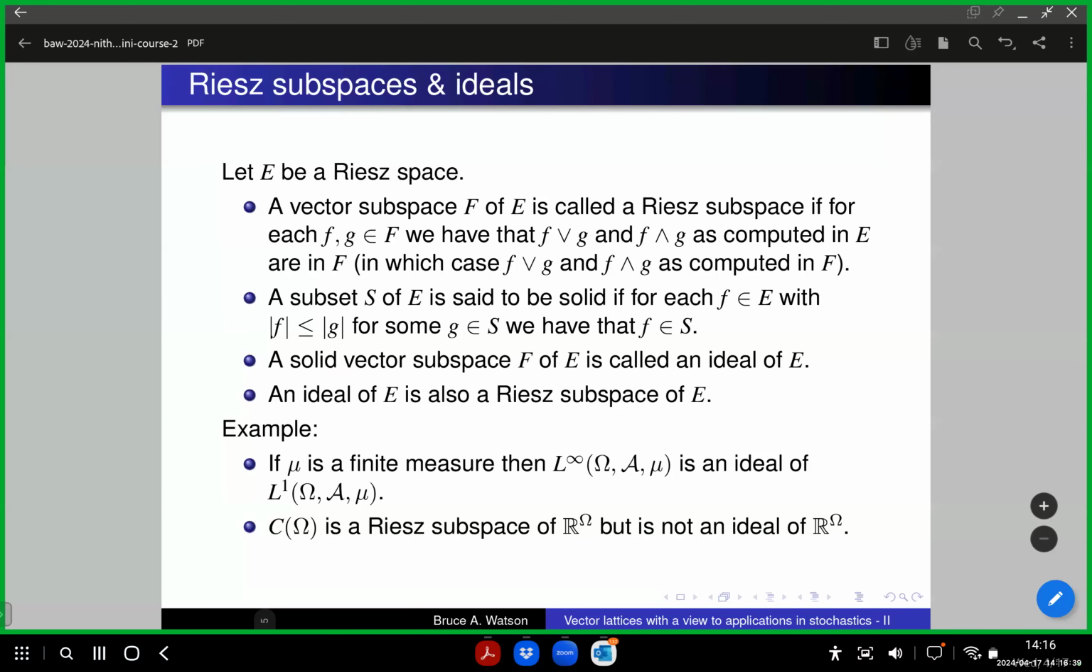So we have that C omega is a Riesz subspace of the maps from omega to the reals, but it is not an ideal, because let's just, for example, take the identically one function on omega. It's certainly continuous, and we take all the real valued maps on omega which are bounded below by -1 and above by 1. They're not necessarily continuous, so they're not in general in C omega. Hence, C omega is not solid, and hence not an ideal.